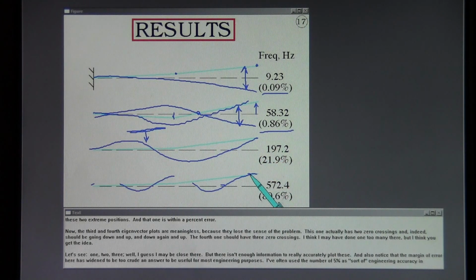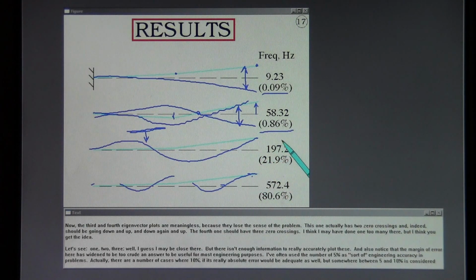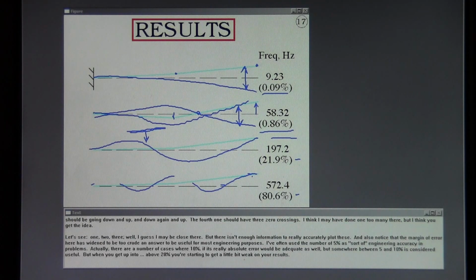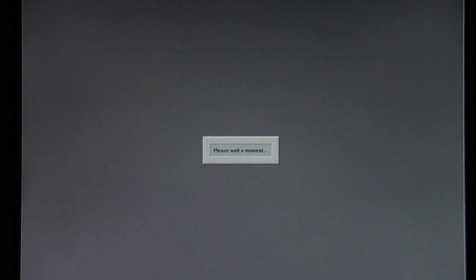And also notice that the margin of error here has widened to be too crude an answer to be useful for most engineering purposes. I've often used the number of 5% as sort of engineering accuracy in problems. Actually, there are a number of cases where 10%, if it's really absolute error, would be adequate as well, but somewhere between 5 and 10% is considered useful. But when you get up into the above 20%, you're starting to get a little bit weak on your results.